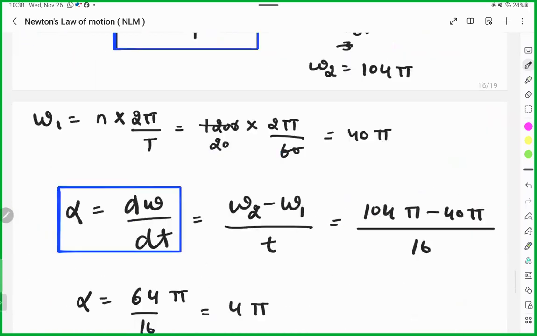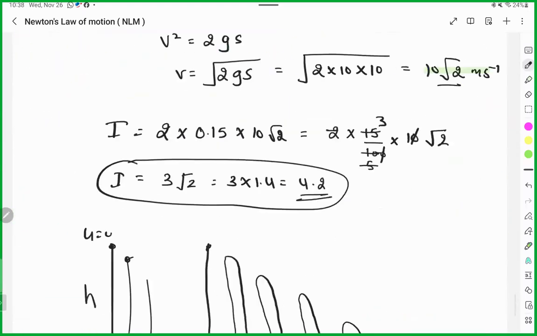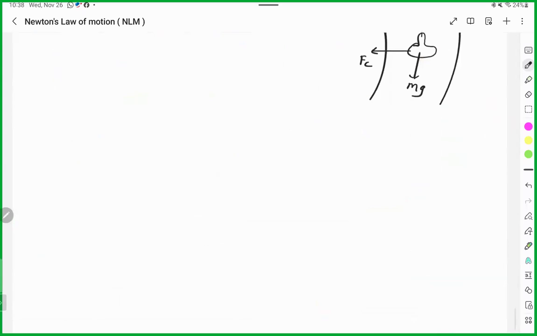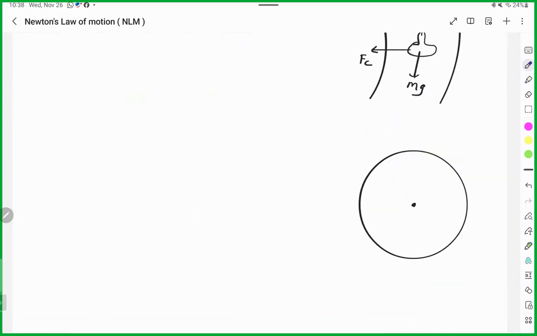I will write something here. If you do any rotational motion, circular motion, you must have done this experiment in your childhood: you took a string, tied a stone to it, and started rotating it in your hand. Have you done it?